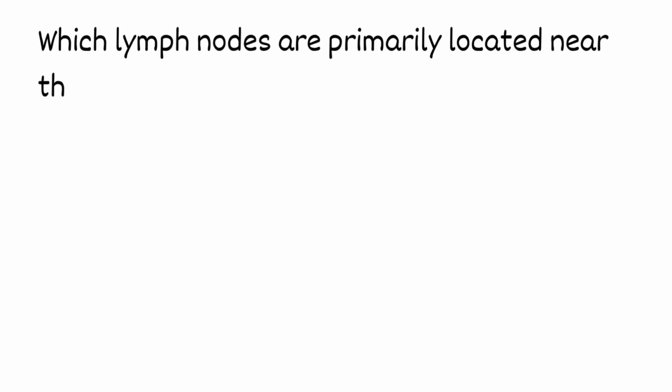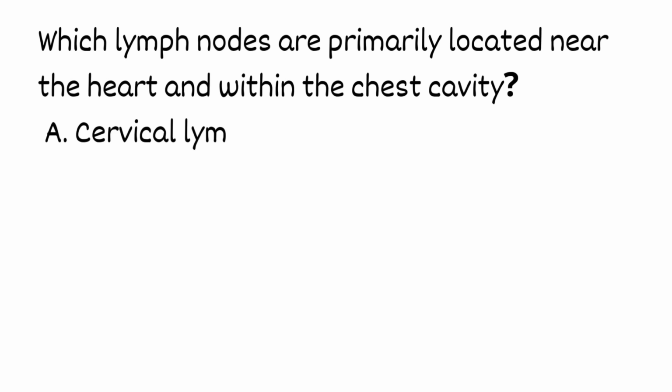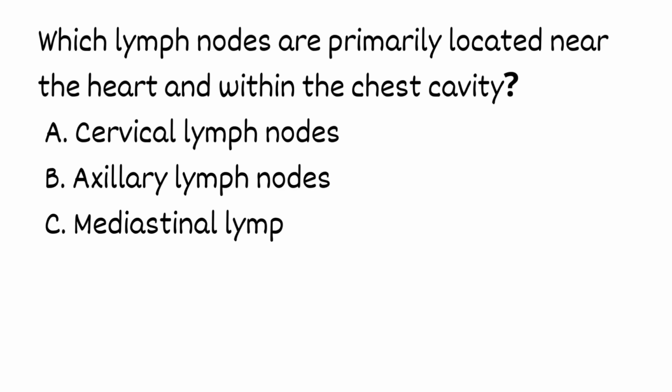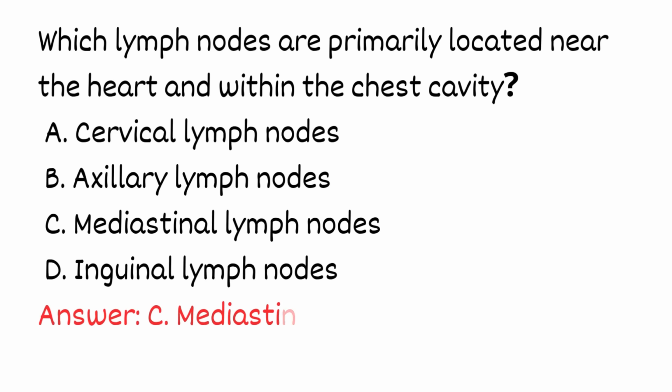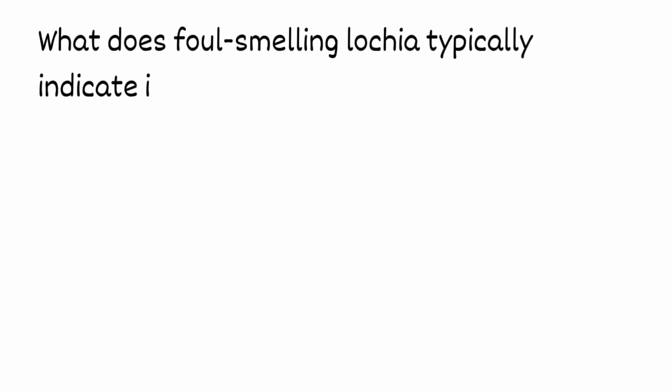Which lymph nodes are primarily located near the heart and within the chest cavity? A. Cervical lymph nodes. B. Axillary lymph nodes. C. Mediastinal lymph nodes. D. Inguinal lymph nodes. Answer: C. Mediastinal lymph nodes.